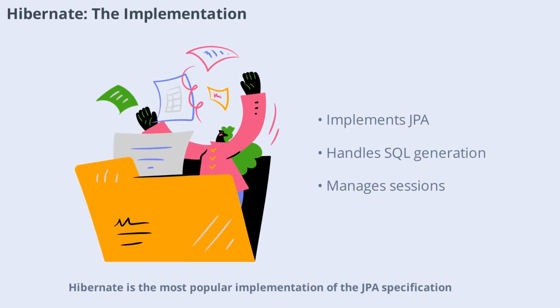Hibernate is the most popular implementation of the JPA specification. It's an ORM framework that handles the nitty-gritty details of mapping Java objects to database tables. Hibernate takes care of generating SQL statements, managing sessions, and ensuring data consistency. While it's often used with JPA, Hibernate can also be used directly for more control over database interactions.